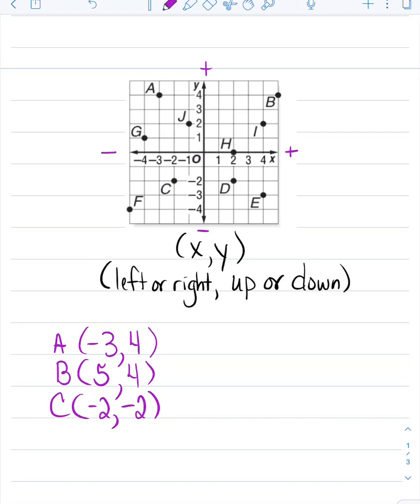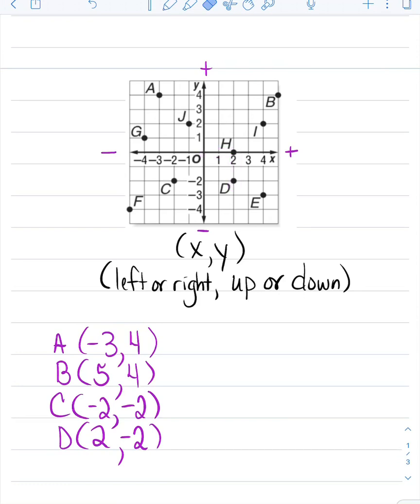And then also let's find the coordinates for point D. So you always start at your origin. Here's my point D. I go right 2 jumps, 1, 2, that's a +2. And then I go down 1, 2. And down 2 is a -2, because remember on the y-axis, if you go down, that's negative.